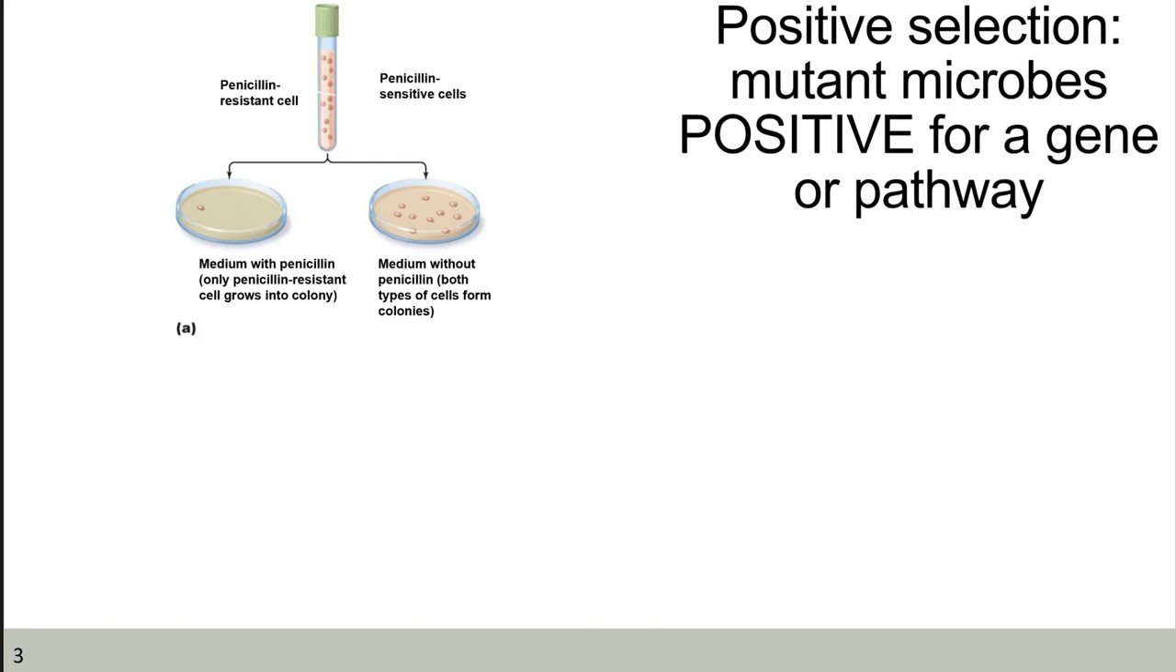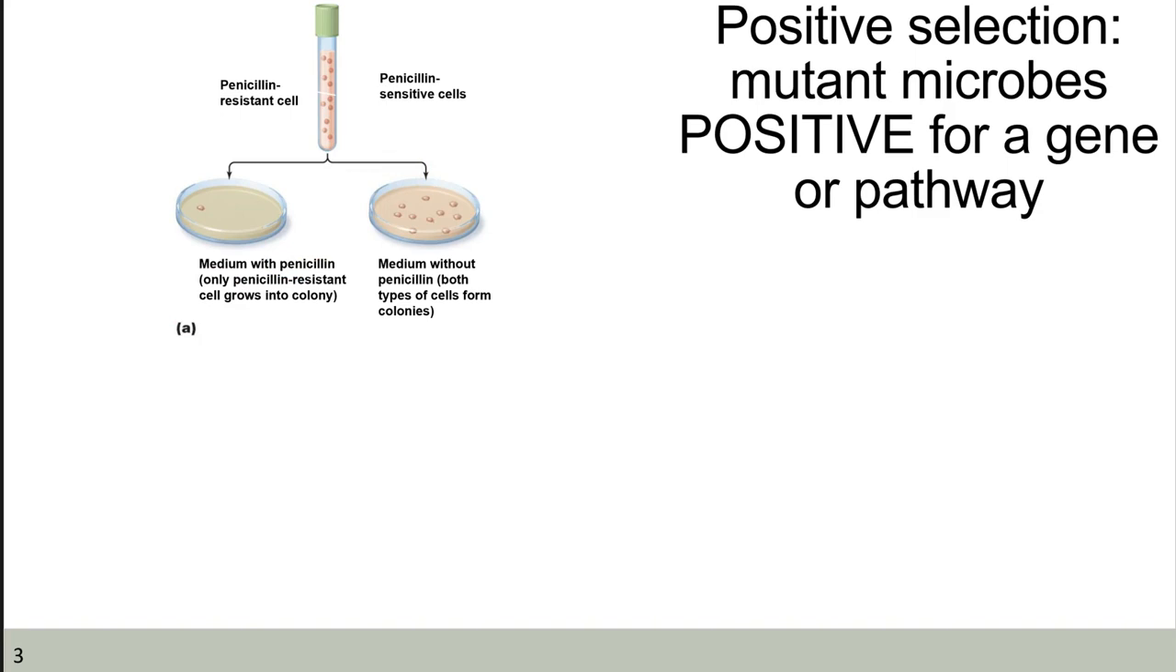Now the image that I'm showing here is the old school version of selecting for microbes that are able to grow in the presence of something. In this case, we're using an antibiotic called penicillin, and you can see on the top here, we have a tube that has a whole bunch of microbes in it, and we don't know the phenotype of any of these microbes. But then we plate these microbes on a plate containing penicillin or lacking penicillin.